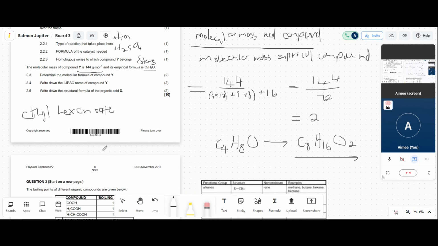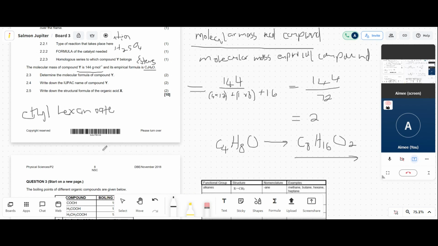Ethyl hexanoate. So that's the answer for 2.4. Okay? And then 2.5 says, write down the structural formula of the organic acid X. So organic acid X is going to be your carboxylic acid. And all you have to do is write down the structural formula for it. So once again, you're trying to basically find the basic functional group, unit, or structure.